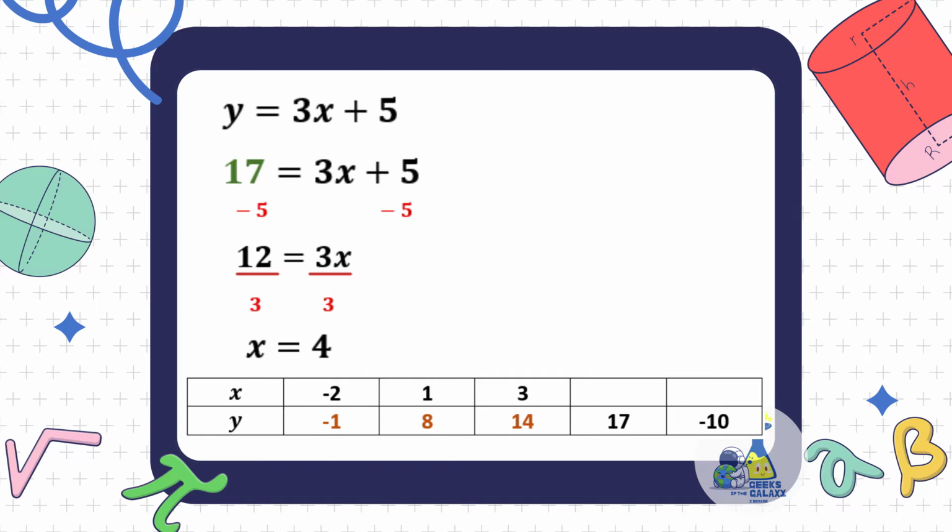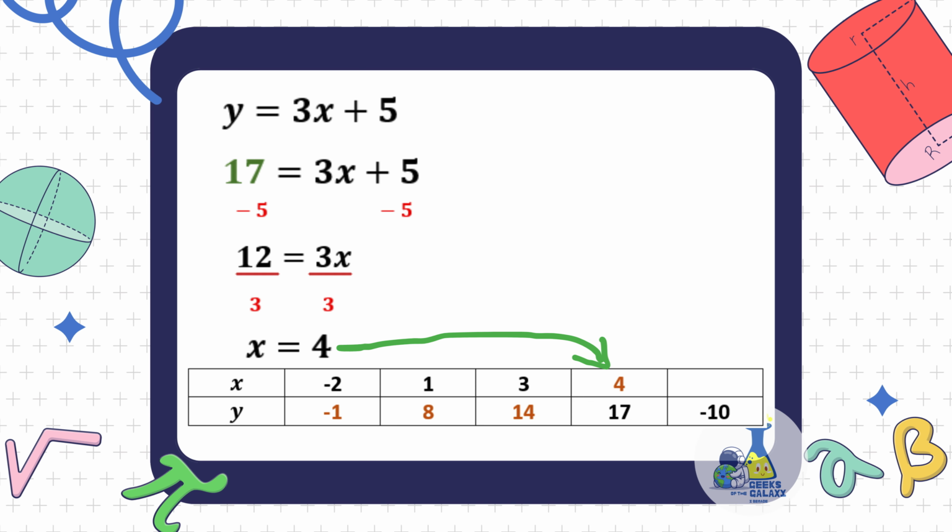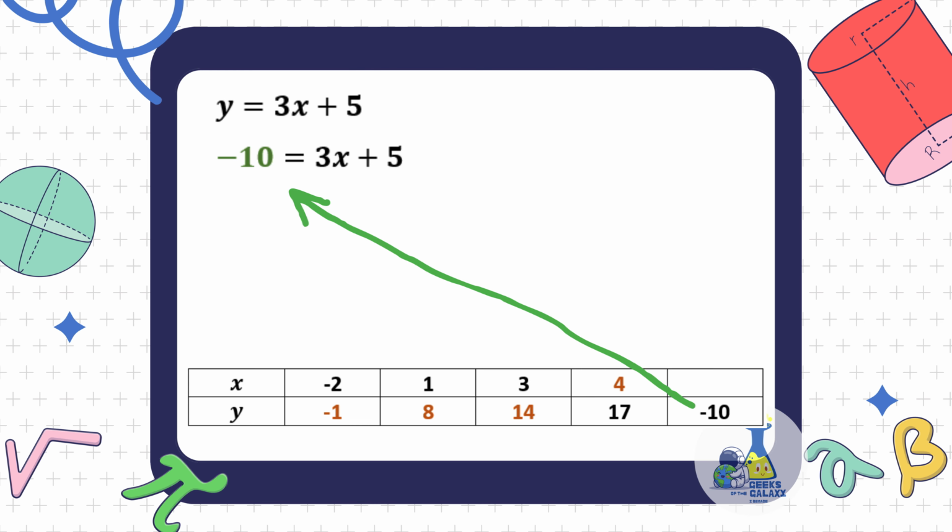What we do on one side of the equation, we do on the other side, and that leaves us with x equals 12 divided by 3, which is 4. You will notice that the x is now alone on one side of the equal sign, which means that we've successfully calculated the x value for a y input of 17. To complete the last space in our table, we're going back to the initial equation, and we're substituting the value that we have, the y value, into the equation. Negative 10 equals 3x plus 5.